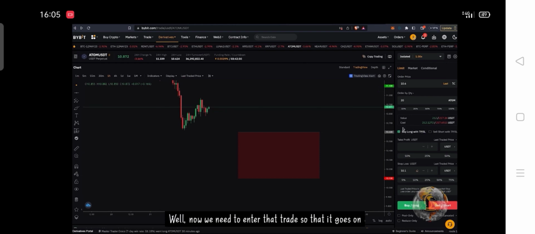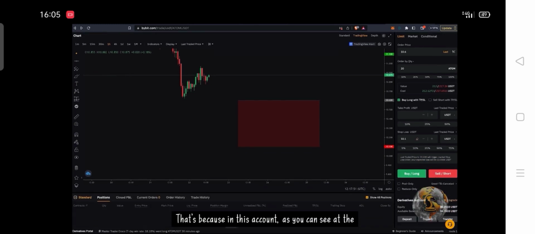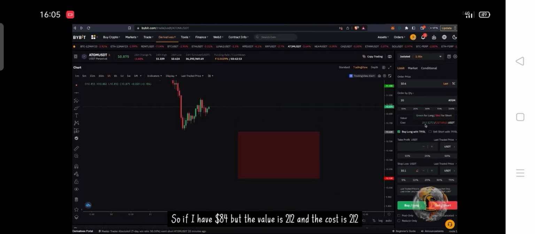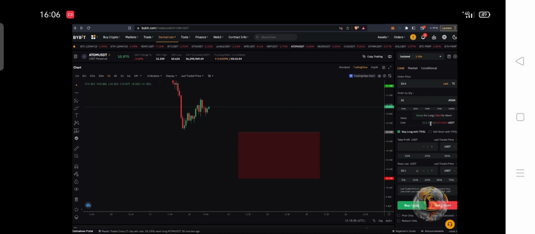Now we need to enter that trade so that it goes on the exchange. This is where leverage comes in, because as you see, I have 1x leverage, which means no leverage. It's just flat. I go and I click buy long and it fails. Order submission failed, insufficient available margin. Well, why is that? That's because in this account, as you can see at the bottom, I have $84 available. So if I have $84, but the value is 212 and the cost is 212 and a little bit extra for fees, I cannot open that position.